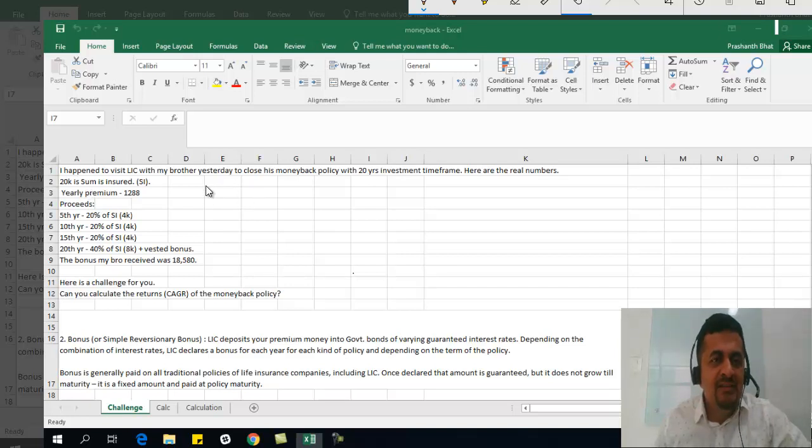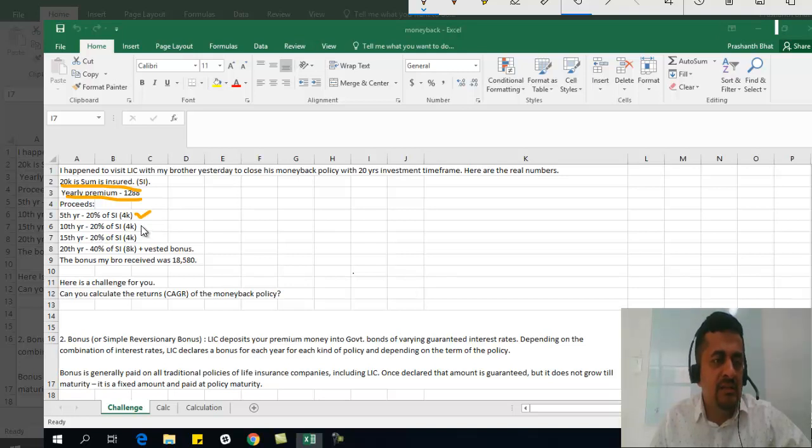So this plan is a money back policy. Here is the example. 20,000 is the sum assured, and the yearly premium I paid is 1,288, which, because it is a money back policy, once in 5 years he gets a certain amount back. So 20% of the sum insured, he gets 4,000 at the end of the 5th year.